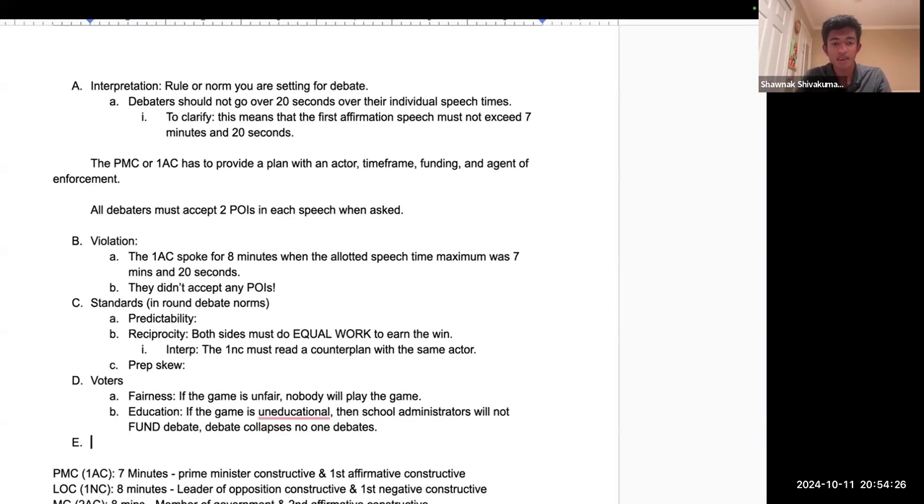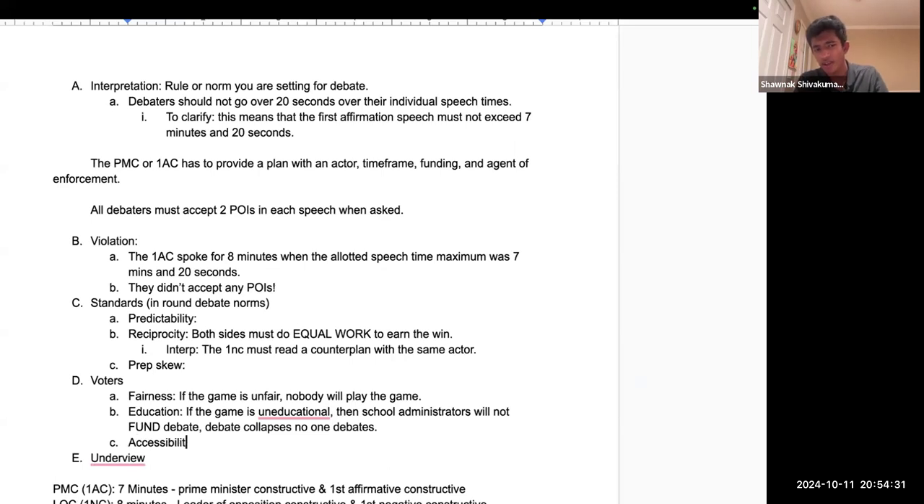Okay. Underview now. And also, I guess you can toss in one more thing about accessibility. Just like people's ability to access the space. Accessibility is sometimes a voter, sometimes a standard. I mean, it can be both. It's just like more people debating. Thank you, Hunter.